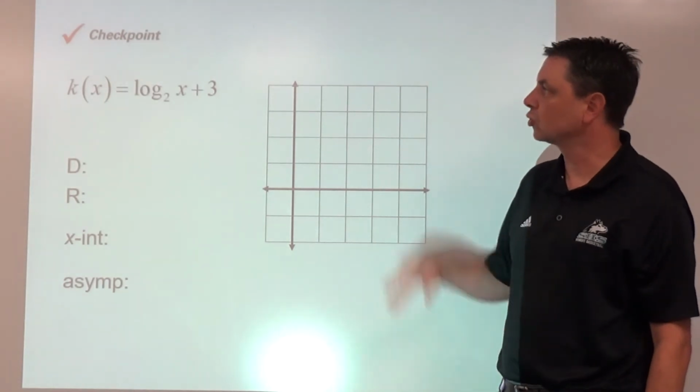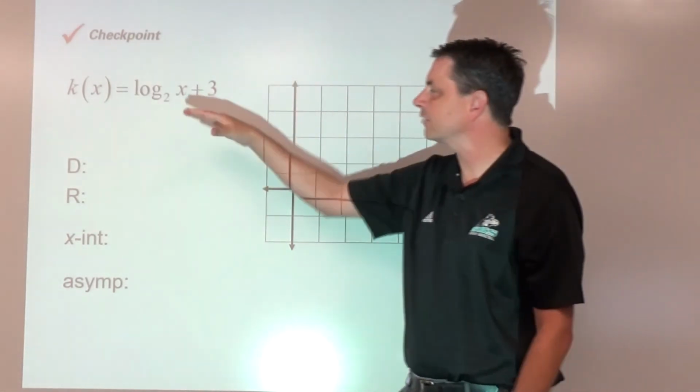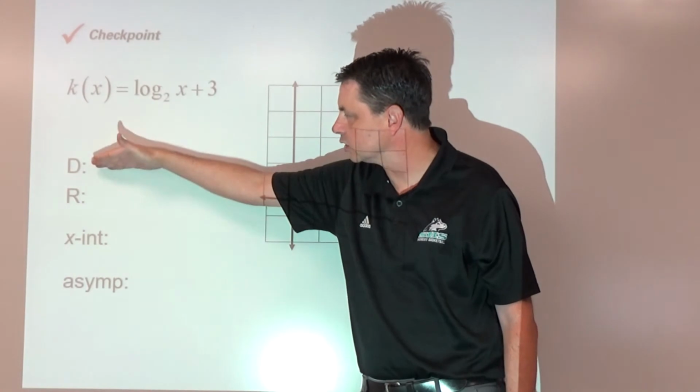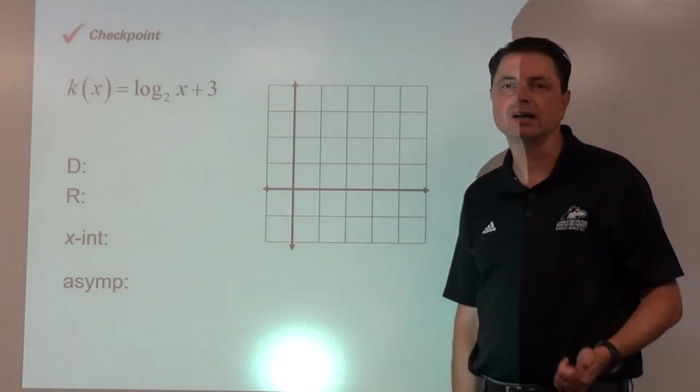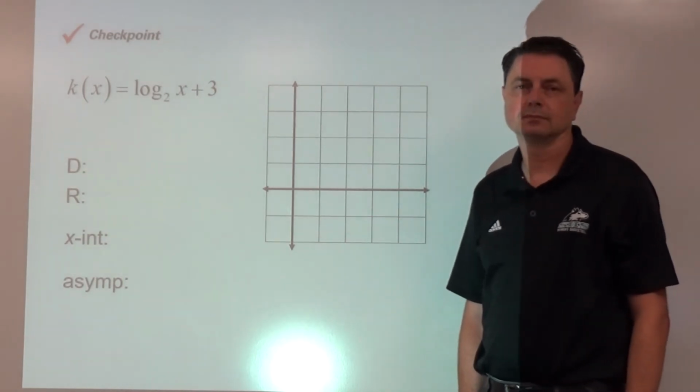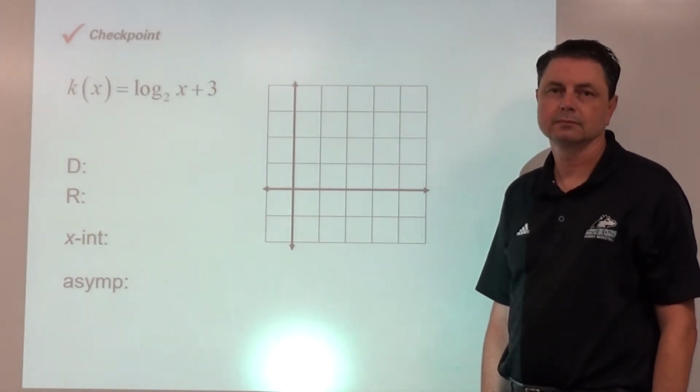Checkpoint. Graph k of x. After you've graphed k of x, provide the domain, the range, the x-intercept, and the asymptote. Pause the video here.